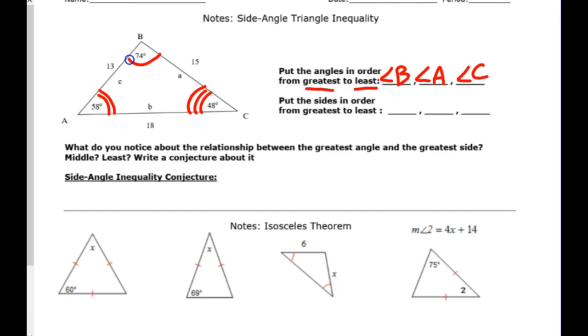And we're also going to put the sides in order from greatest to least. So, which side is the greatest? 18. So AC is my greatest side, greatest measurement. And then the next one we have is BC for 15. And then the least is 13, AB.